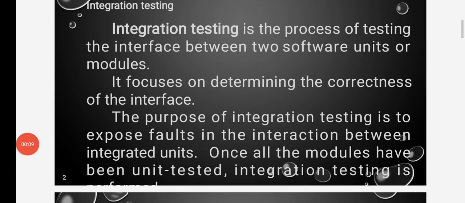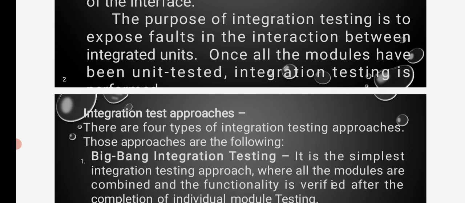Integration testing. Integration testing is the process of testing the interface between two software units or modules. It focuses on determining the correctness of the interface. The purpose of integration testing is to expose faults in the integration between integrated units. Once all the modules have been unit tested, integration testing is performed.